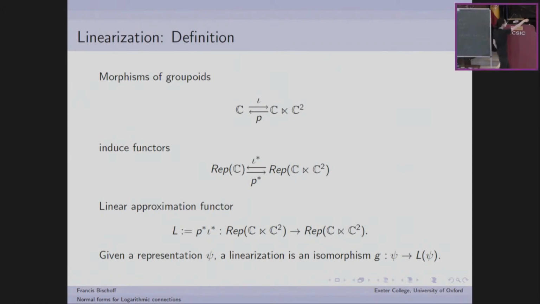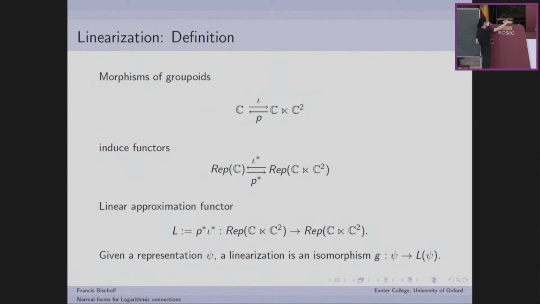And those two morphisms will give us these functors. And so what we can do is take a representation of this action groupoid and pull it back to a representation of C. Now this is very simple: a representation of C is just specified by a matrix. And then we pull it back by P. So this composition gives us a functor, which takes a representation and spits out a very simple one, which I'm calling the linear approximation. And a linearization is an isomorphism from psi to L psi, the linear approximation.